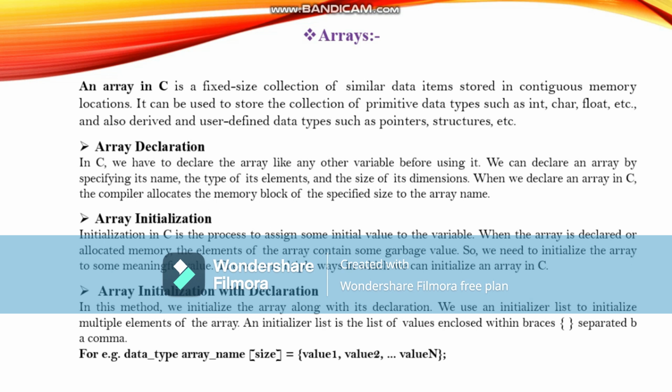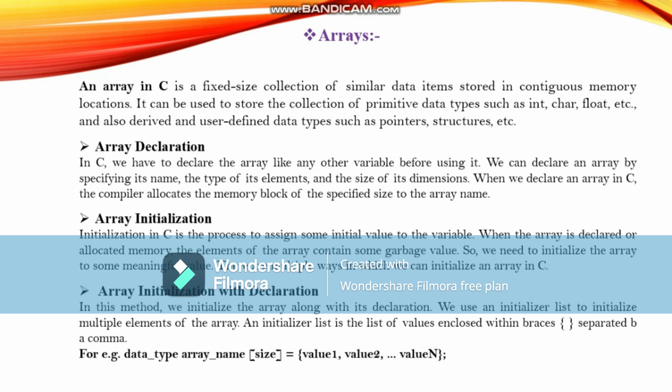The first topic is array declaration. The most important is array declaration. We declare an array like any other variable, by specifying its name, the type of its elements, and the size of its dimensions. When we declare an array in C, the compiler allocates the memory of the specified size to the array name.